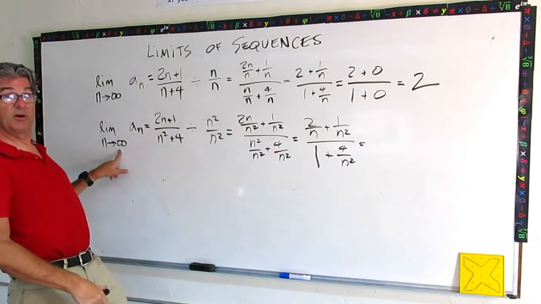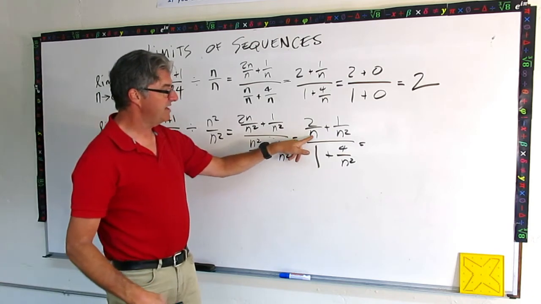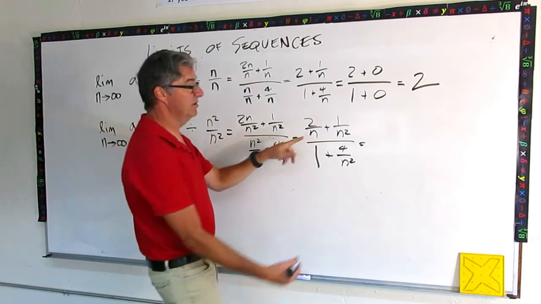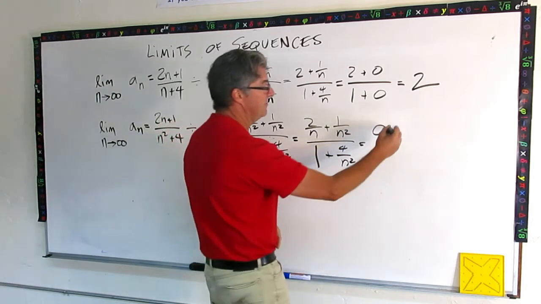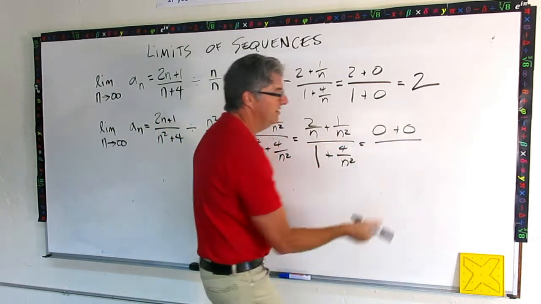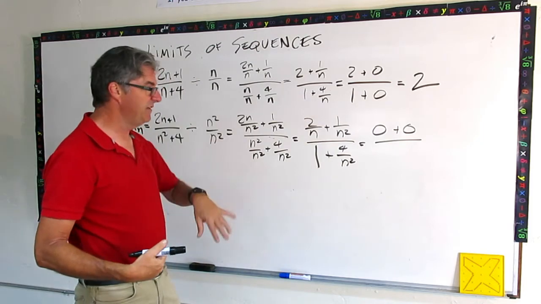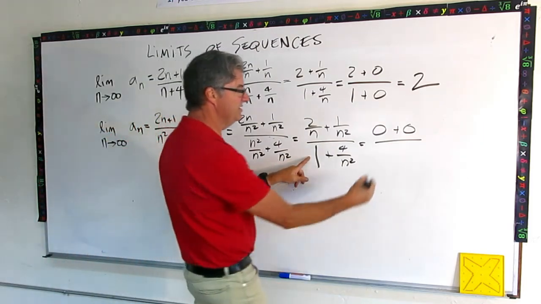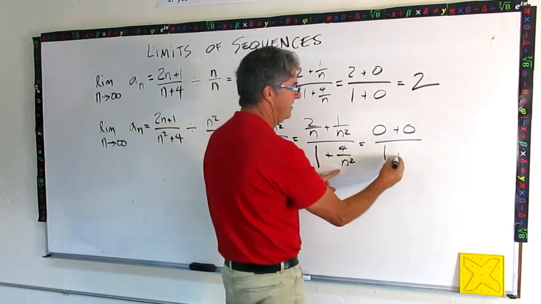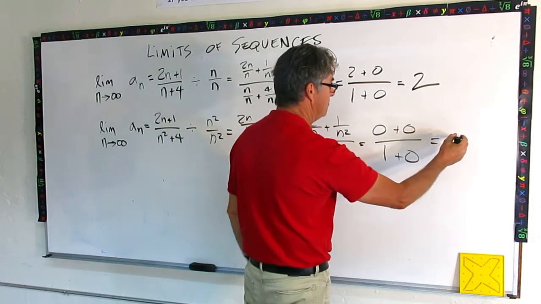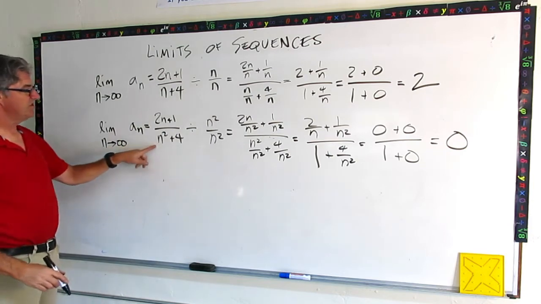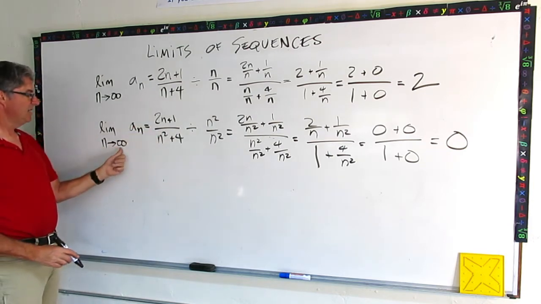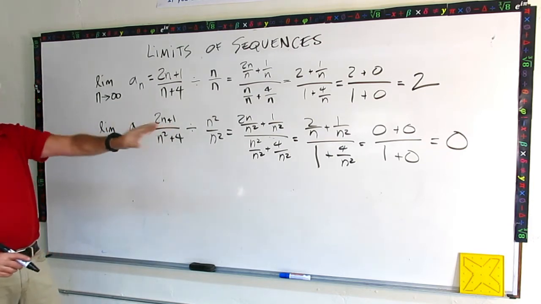So as n goes to infinity, what happens to that term? That goes to 0. What happens to that term? It also goes to 0. So now we know we have 0 on the top. We just need to finish out to check. My 1 stays a 1. This is going to go to infinity. So this is going to be 0. Okay? So this expression, this sequence, has a limit as n goes to infinity of 0.